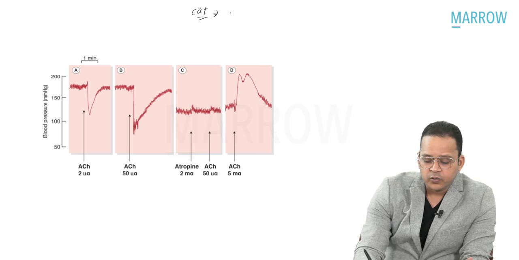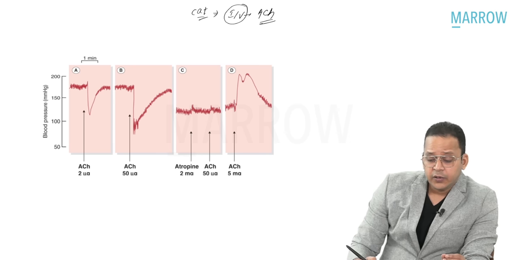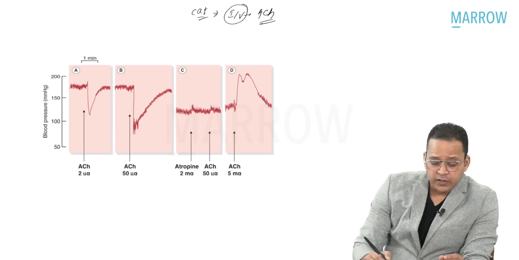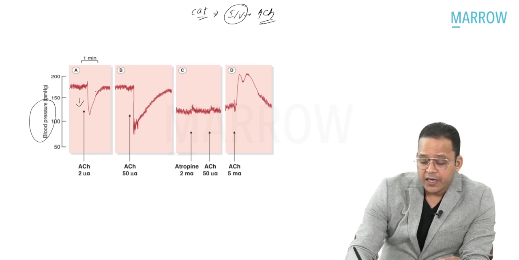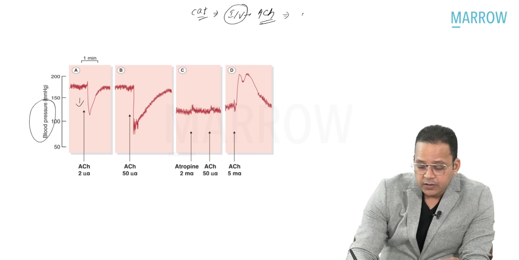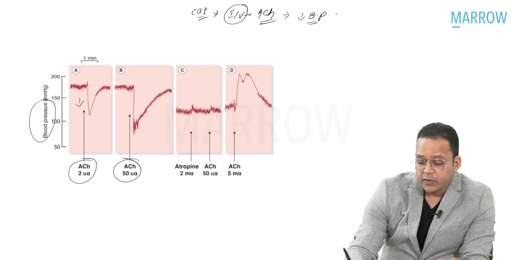And what Dale did, he took a cat or a dog and gave intravenous acetylcholine. Now, when I give IV acetylcholine, what happens? You can see here, with IV acetylcholine, initially, look at the blood pressure. This is the effect on blood pressure. There is a decrease in blood pressure. And you can see here, the dose of acetylcholine was increased. And when you increase the dose, there is a further significant decrease in blood pressure, right?